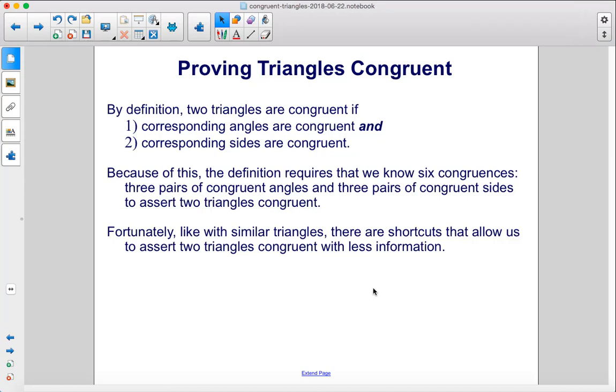Proving triangles congruent. By definition, two triangles are congruent if corresponding angles are congruent and corresponding sides are congruent. Because of this, the definition requires that we know 6 congruences, 3 pairs of congruent angles, and 3 pairs of congruent sides to assert two triangles congruent. Fortunately, like with similar triangles, there are shortcuts that allow us to assert two triangles congruent with less information.